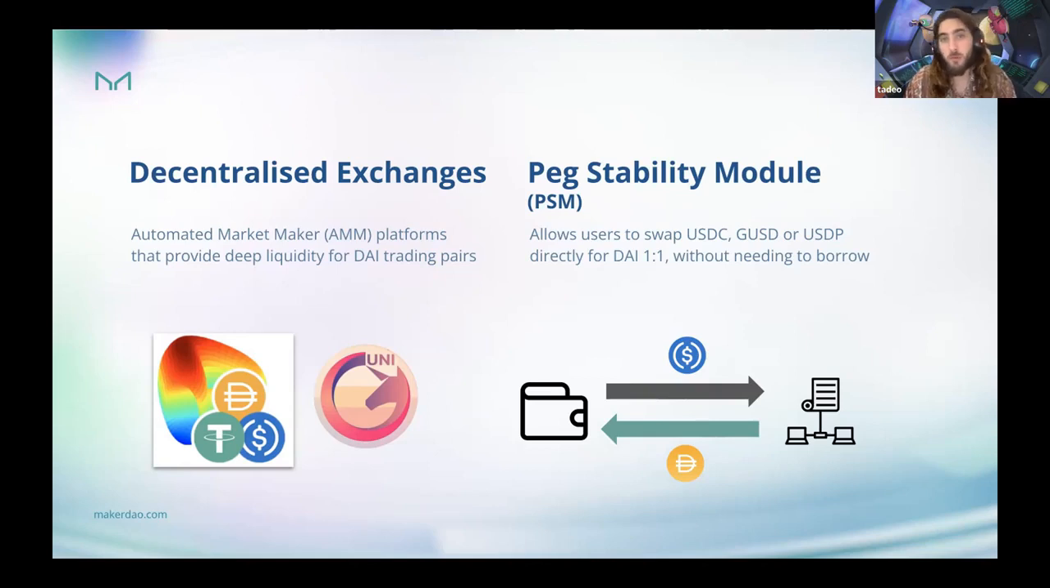And then the peg stability module. The PSM is essentially a system that we maintain, where we allow, regardless of the market situation, anyone to trade one DAI against one USDC, or one USD Paxos or GUSD. That way, we allow agents in the market to arbitrage away any differences that we might have on the DAI. So again, our goal is always to maintain that peg, to maintain that value to the community.